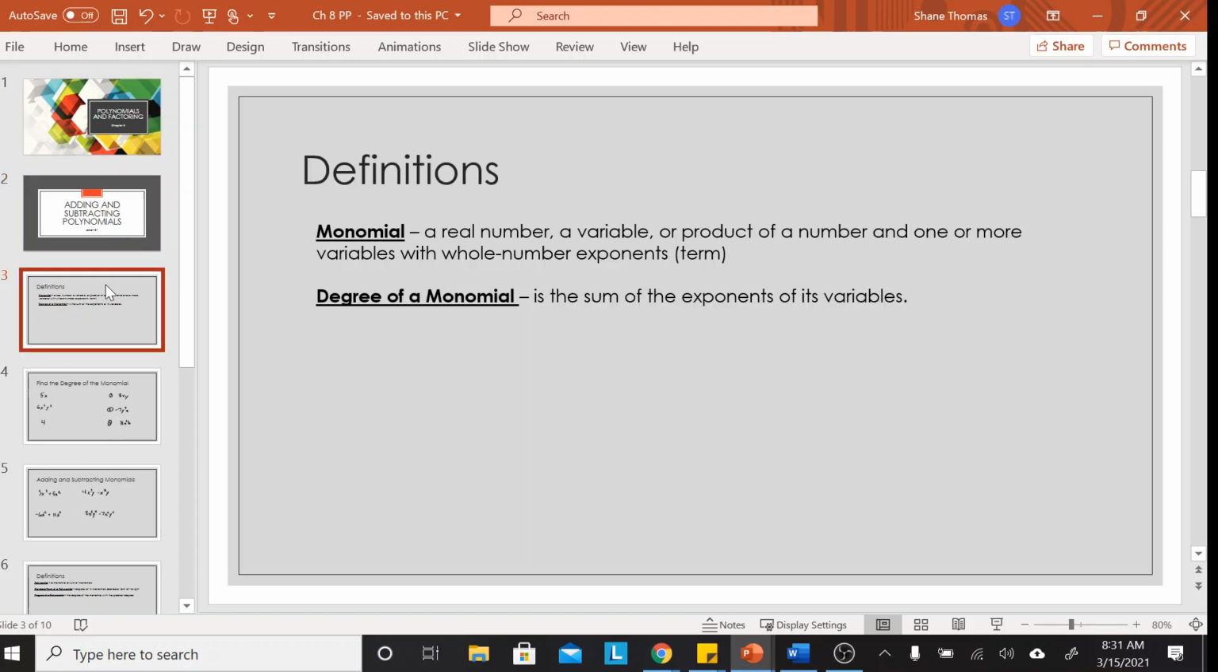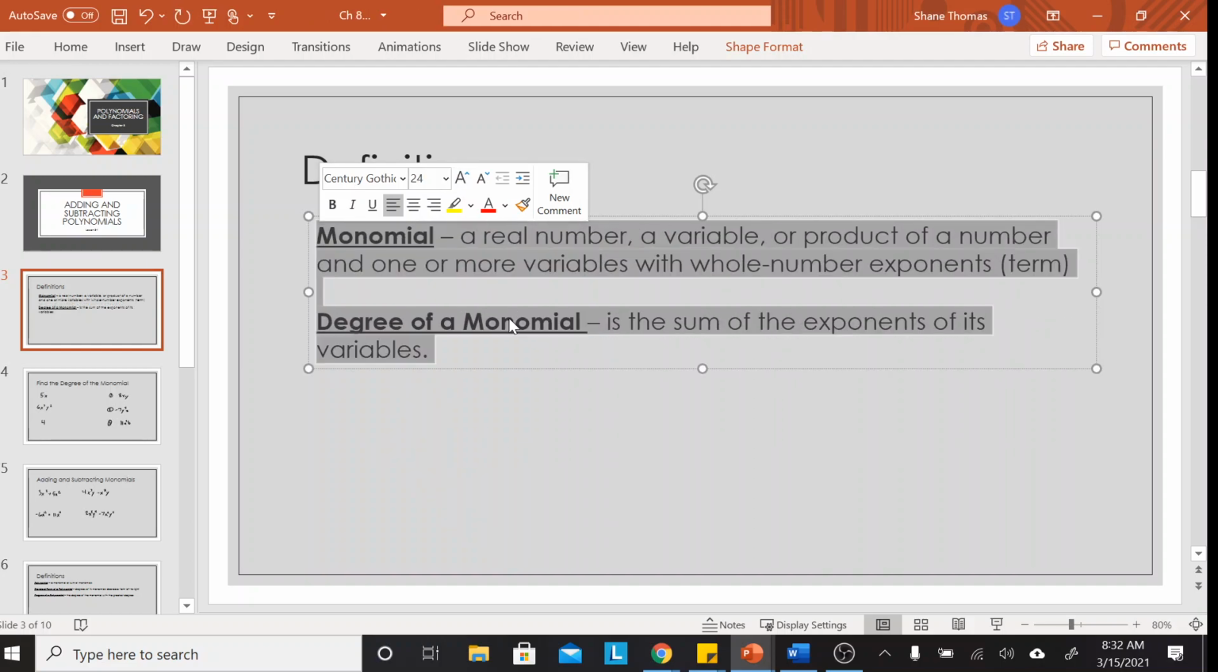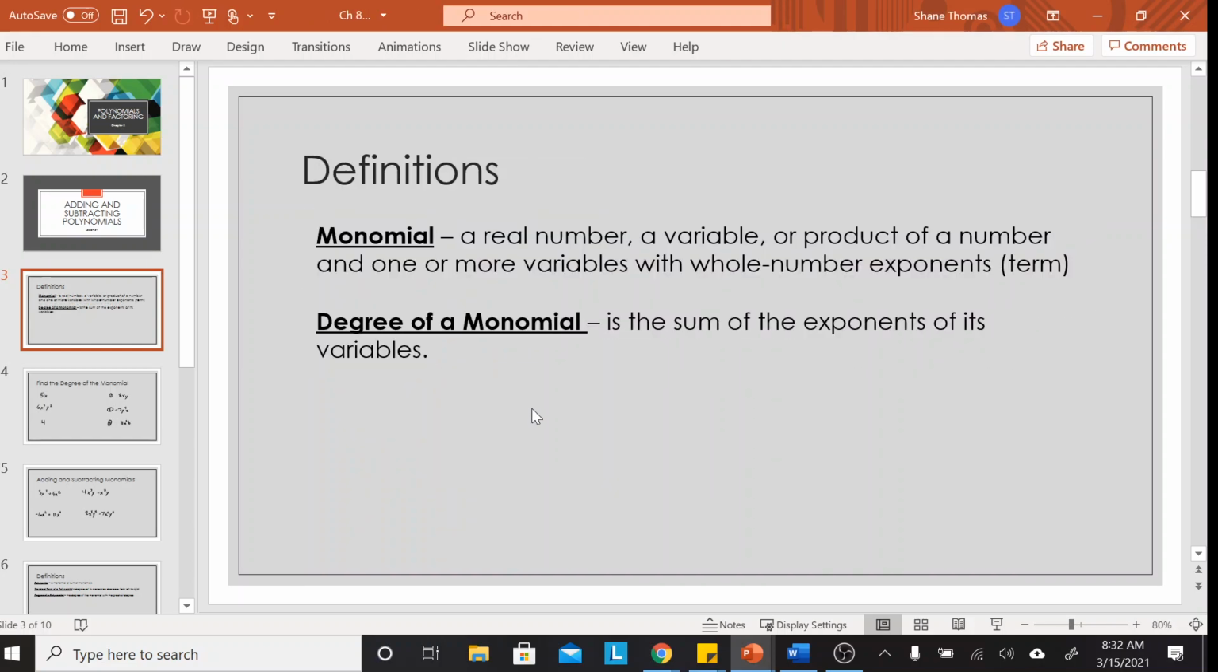All right. So here's our first definitions. Is that big enough? You want me to make it a little bigger? Adding and subtracting polynomials. There you go.